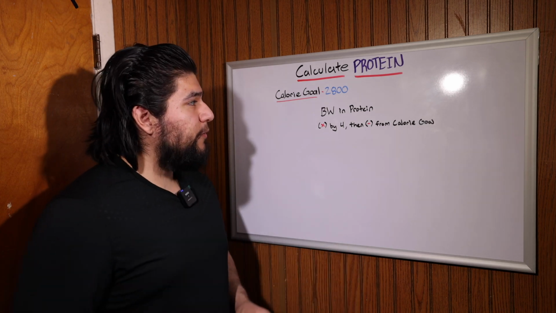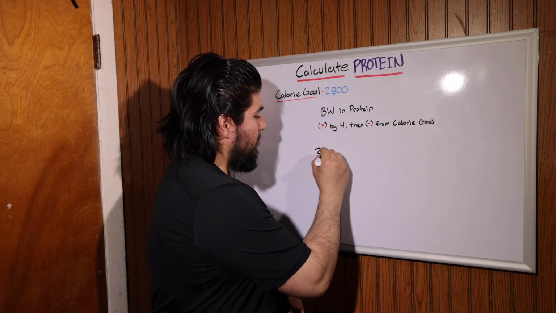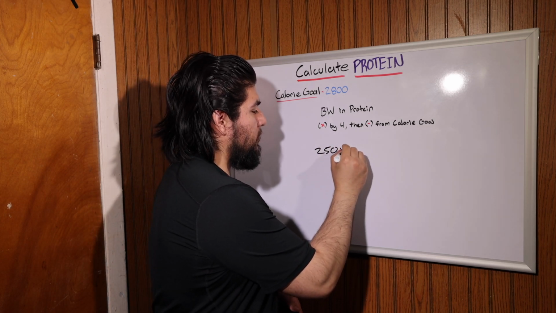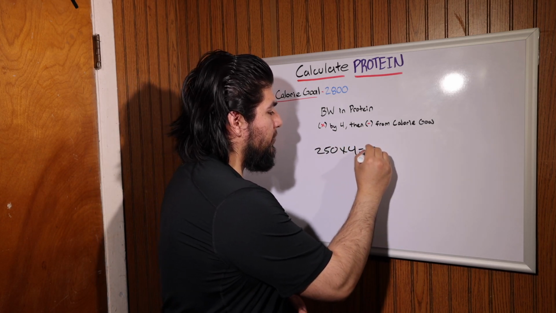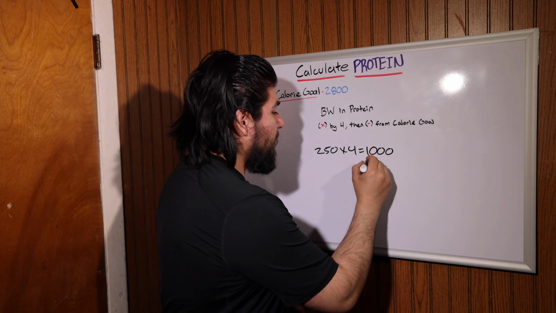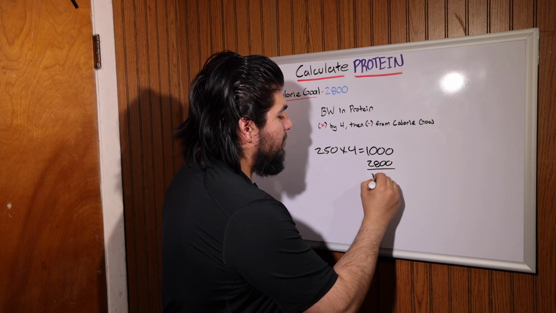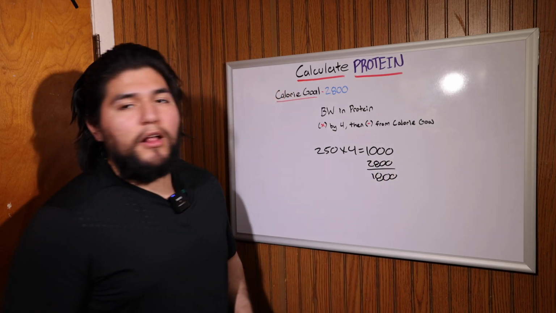Now, since I'm doing 250 grams, I have to subtract it from my calorie goal. So 250 times 4 is going to equal 1,000. Now I'm going to subtract this 1,000 from my calorie goal, and that's going to give me 1,800. It's going to be my remaining calories after protein.